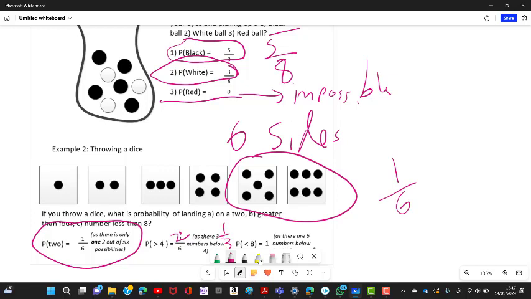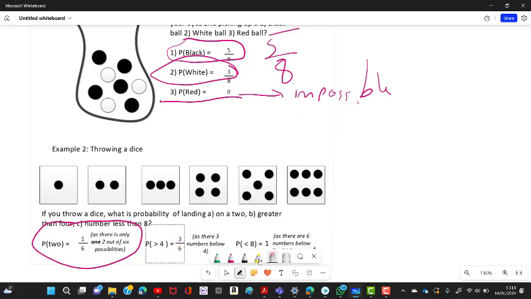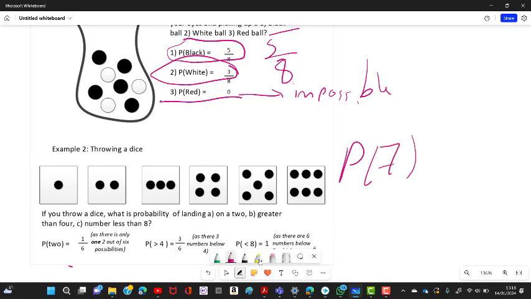And the probability of landing less than 8, well, all those numbers are less than 8, so it would be a definite 1. The probability of landing less than 8 is 1. Absolutely guaranteed. Whatever number you roll, it will be less than 8. Probability of getting greater than 7, well, there are no numbers greater than 7, so the probability of getting greater than 7 is going to be 0. So if we write that here, the probability of greater than 7 is 0. Impossible. No matter how many times you roll it, it'll be 0.